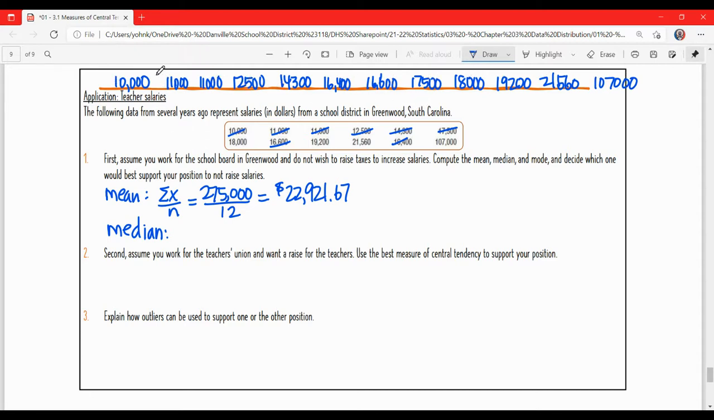Okay, I got 12. So let's see. We've got one on the left, one on the right, and so on. We're going to be stuck in between. So I'm going to add them together and divide by 2. So we have 16,400 plus 16,600 divided by 2. That's 16,500.